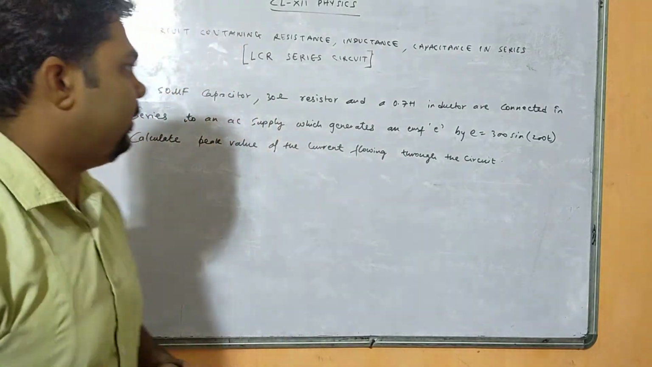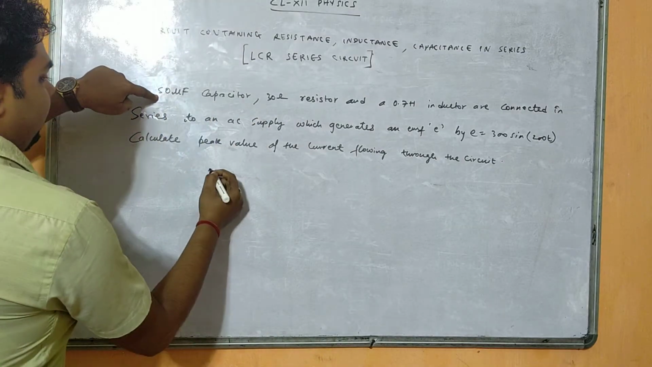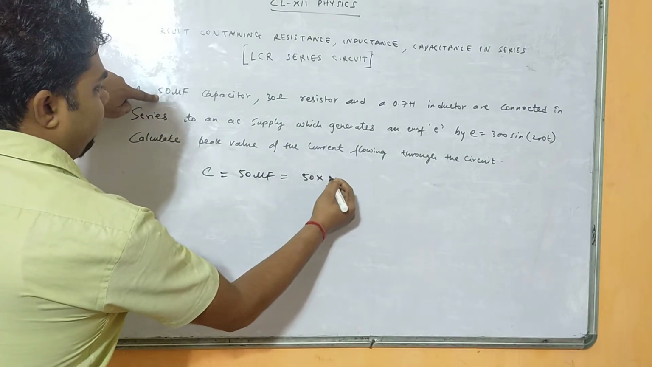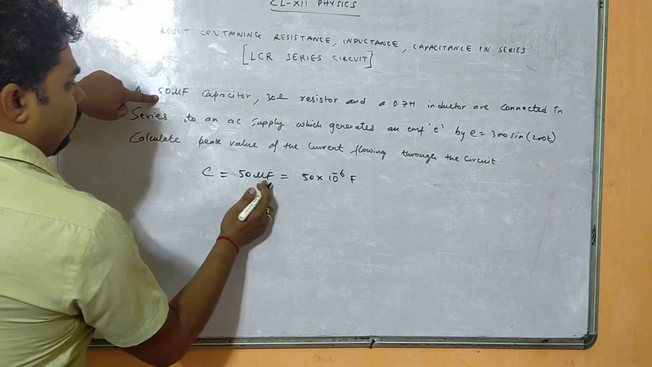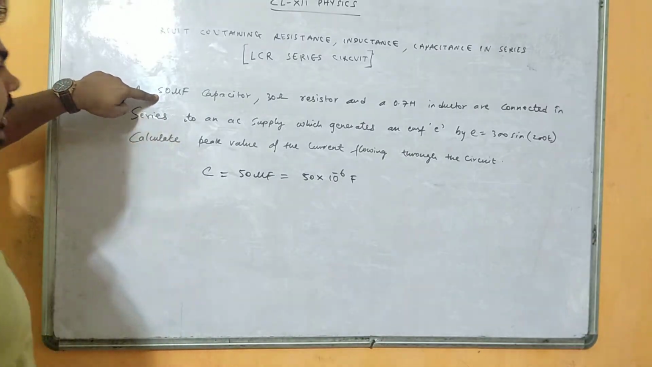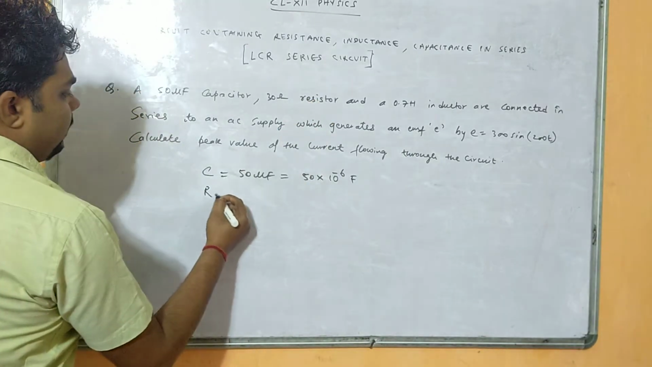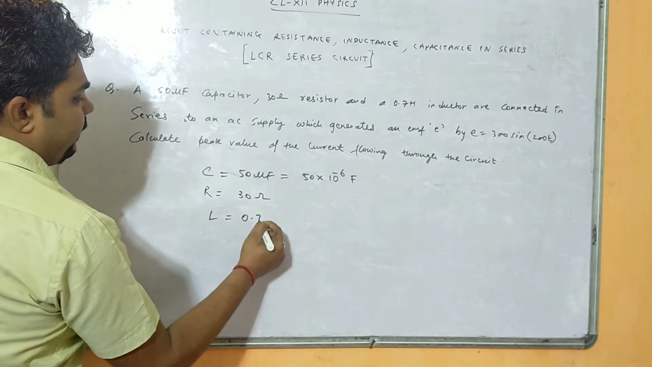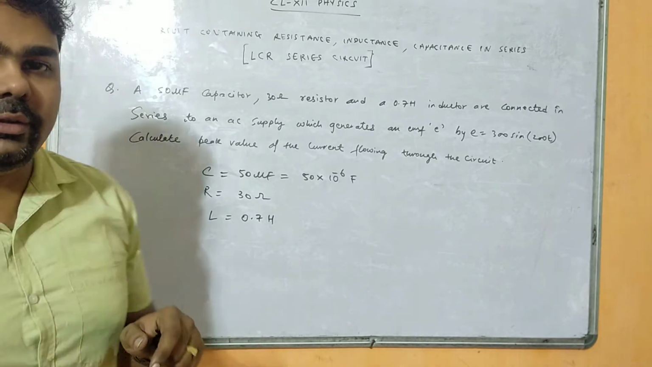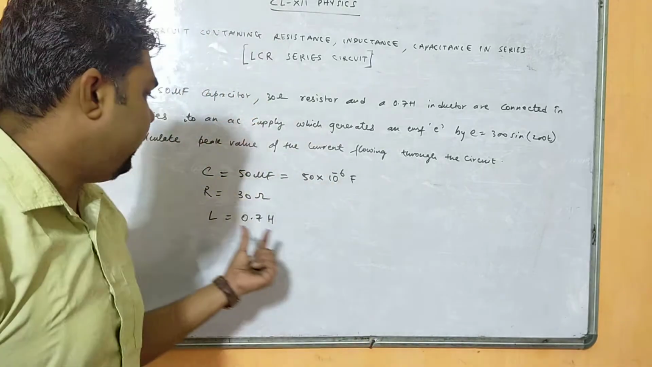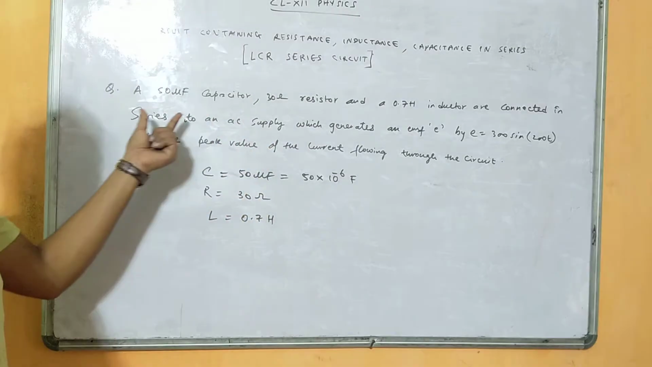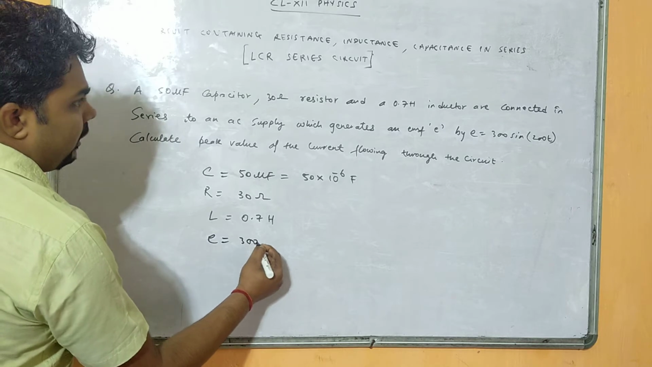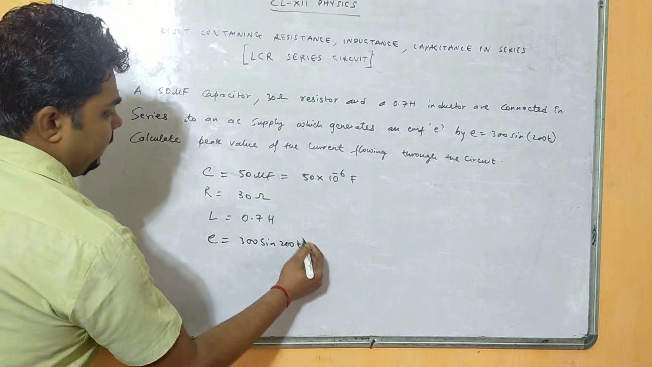So first we will note down what is given in the question. 50 microfarad capacitor means capacitance is 50 microfarad, which can be written as 50 into 10 to the power minus 6 farad, since 1 micro equals 10 to the power minus 6. Resistance is 30 ohm and the inductor is 0.7 Henry. H stands for Henry, which is the SI unit for inductance. They are connected in series to an AC supply which generates an EMF E equals 300 sin 200t. This is given in the question.